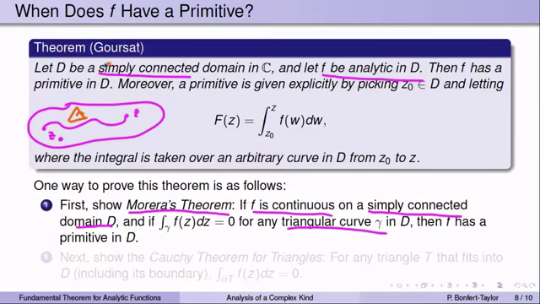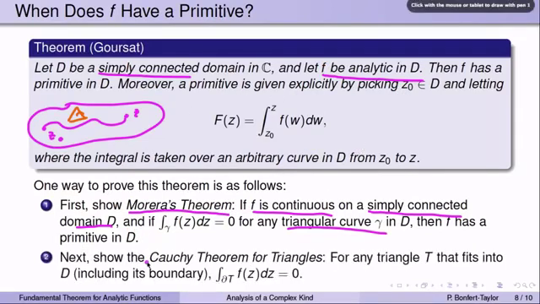So in order to conclude Goursat's theorem from Morera's theorem, what we have to show is that if f is analytic, then the integral over any triangular curve is 0. And indeed that is true, and it's called Cauchy's theorem for triangles. It is in fact true as follows. For any triangle T that fits into D, including its boundary, the integral over the boundary of T of f(z) dz is 0, given that f is an analytic function in the domain D. I'll give you a few details of the proofs of these two theorems.